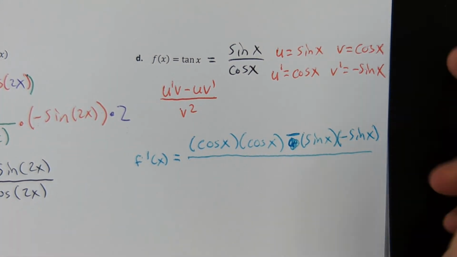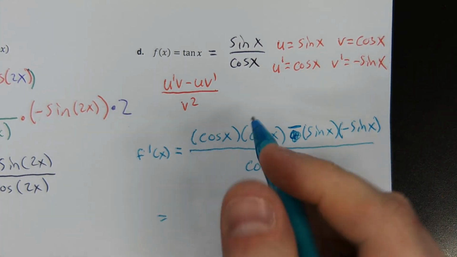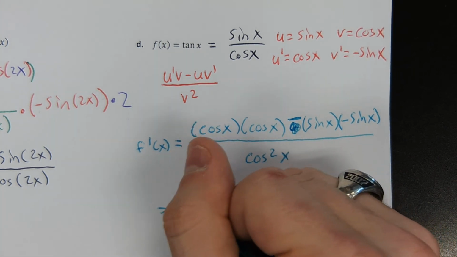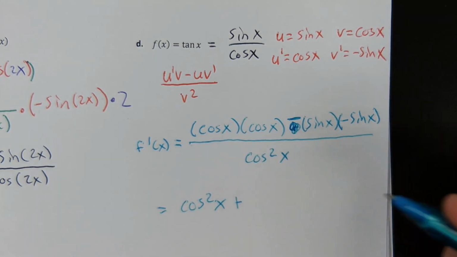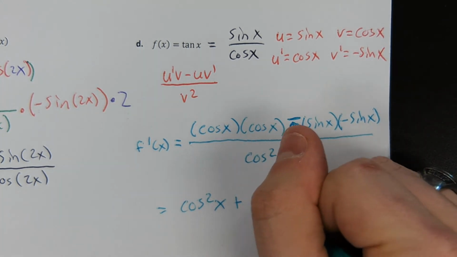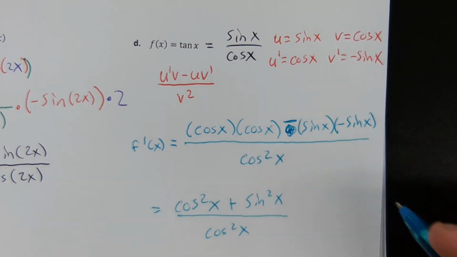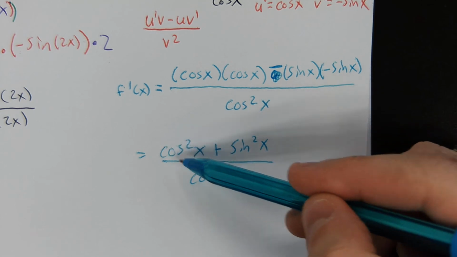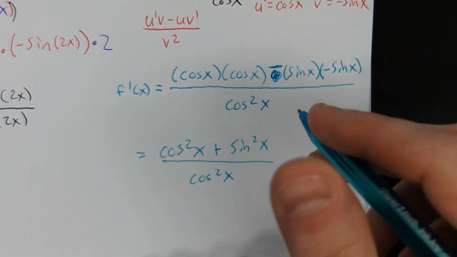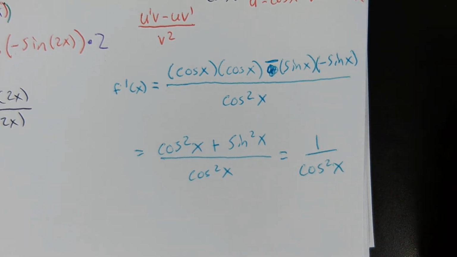All over v squared, which means cosine squared x. Cosine times cosine is cosine squared x, and minus minus is a plus, and sine times sine is sine squared x. And why is it 1 over cosine squared? Because of the Pythagorean identity that cosine squared plus sine squared equals 1. 1 over cosine squared x is the derivative of tangent x as far as IB SL is concerned.